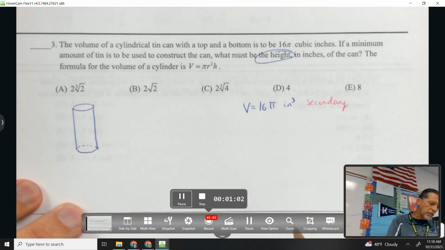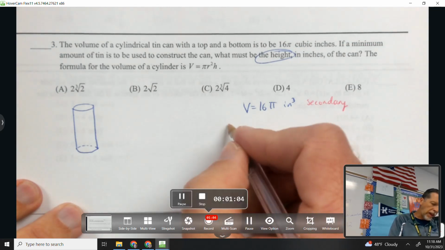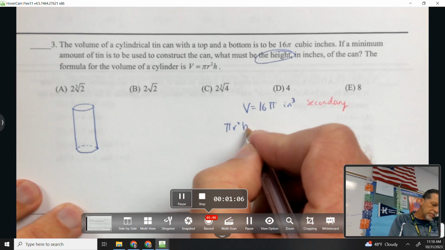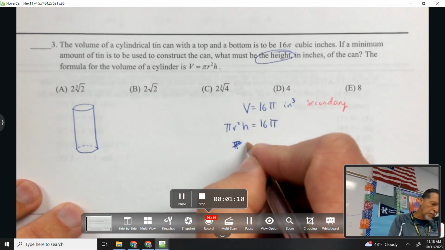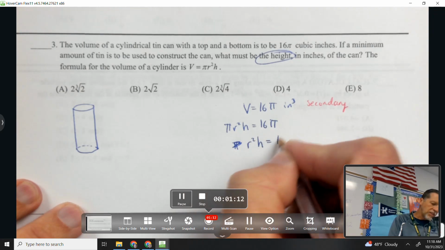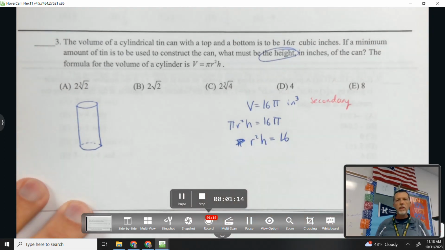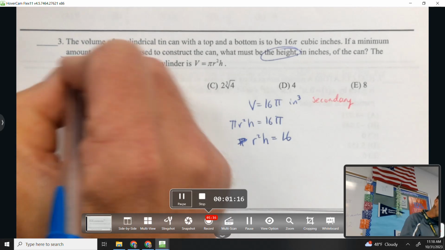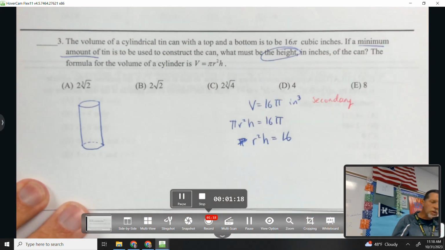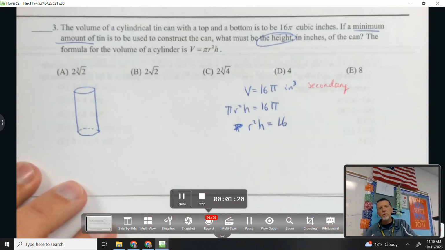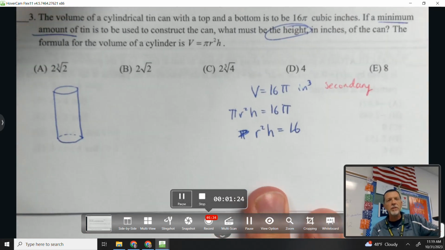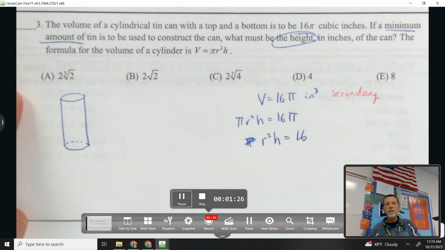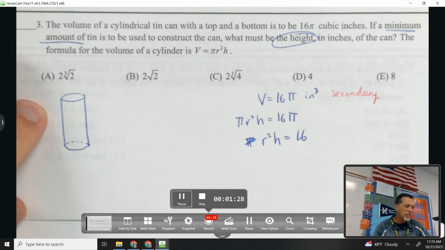The formula for the volume of a cylinder is pi r squared h. So I can get rid of the pi's. R squared h equals 16. Amount of tin. So what's the geometry word for what describes the amount of tin we would need? Surface area.